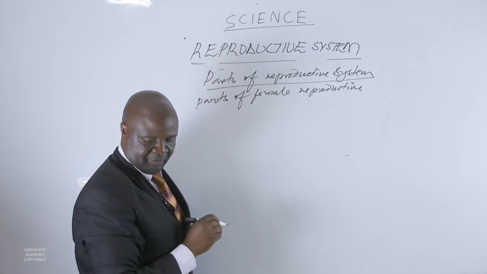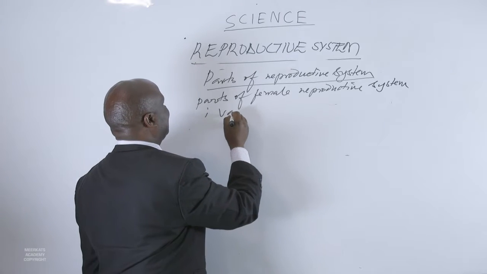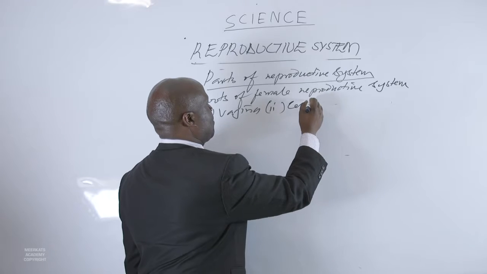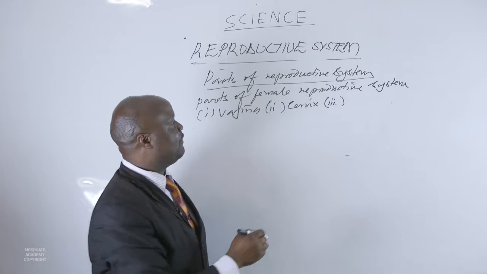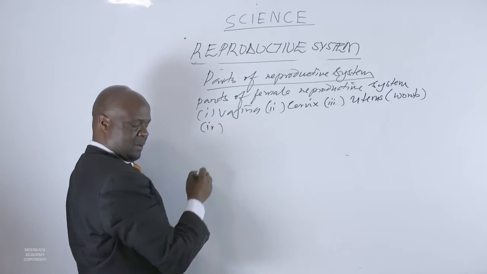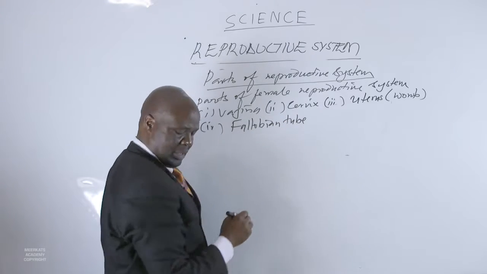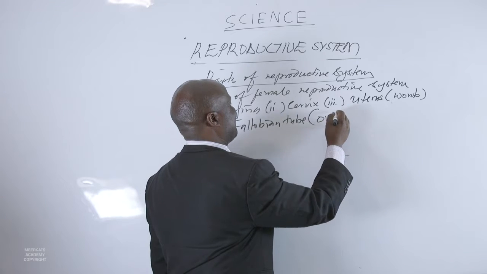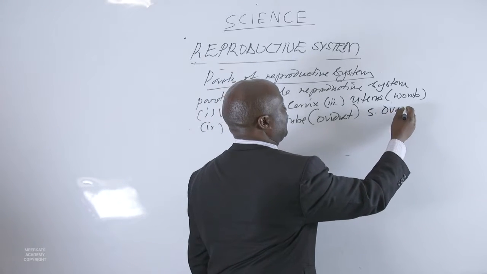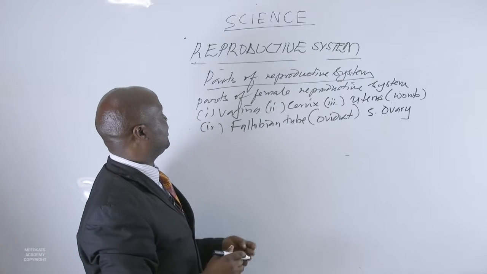Parts of the female reproductive system. One, we have the vagina, then two, we have the cervix, then three, we have the uterus. We also call it the womb. Then four, we have the fallopian tube, which we also call the oviduct. We shall see what the two channels do. And then five, we have the ovary, and we shall study that normally there are two ovaries.